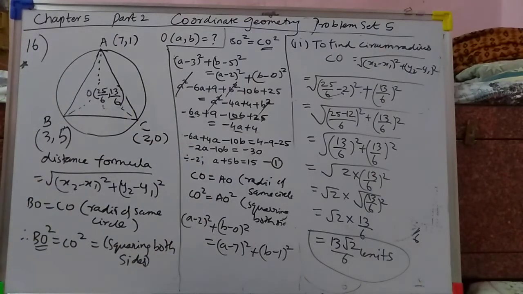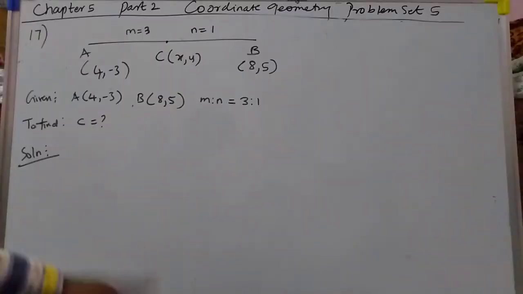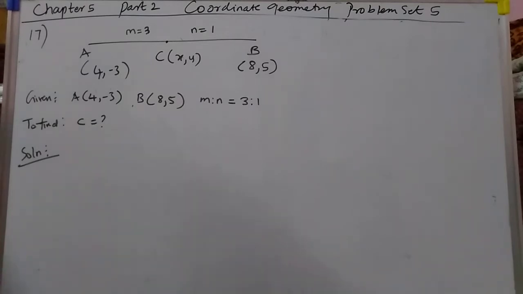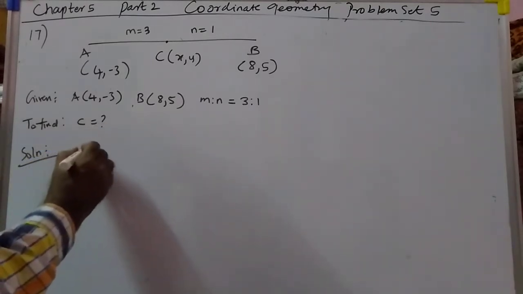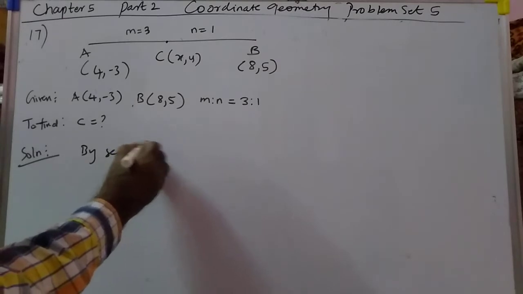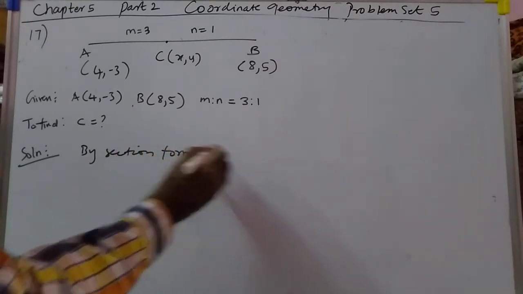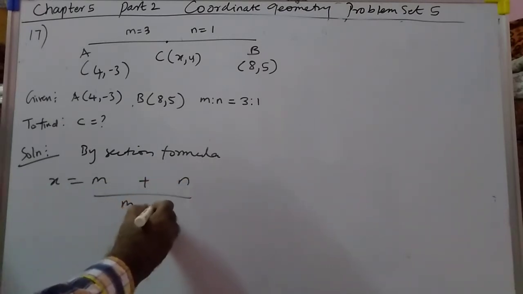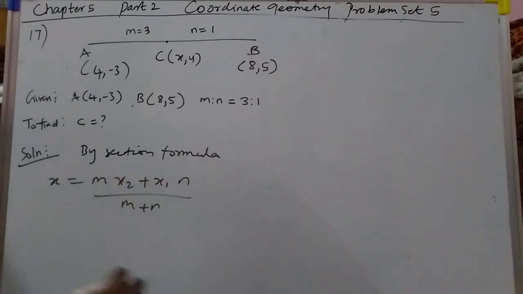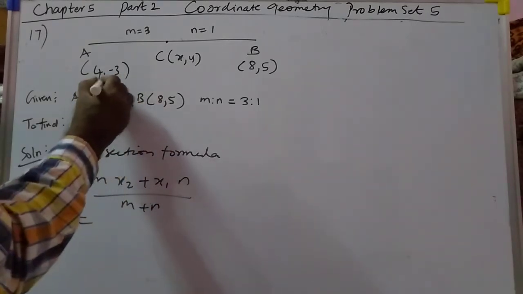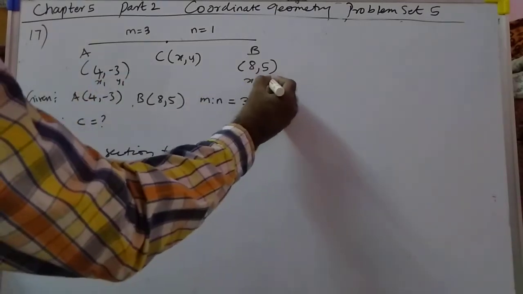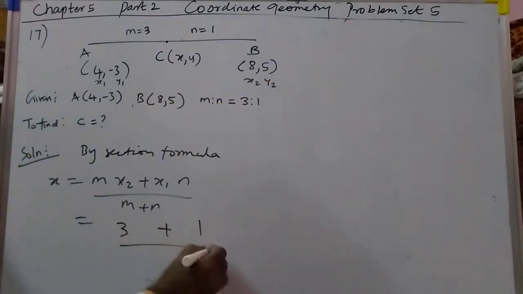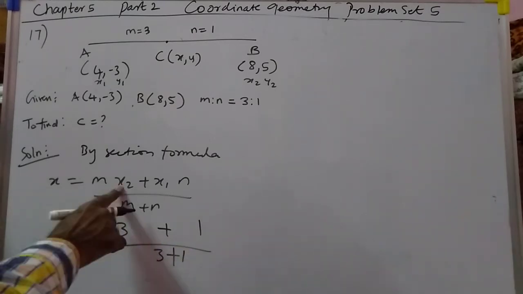नाउ लाइक टू 17. ओके, 17 प्रॉब्लम काफ़ी इजी है. फार्मूला यूज़ करना है, दूसरा कुछ नहीं. ठीक है, तो सेक्शन फार्मूला क्या है वो लिखते हैं पहले. बाय सेक्शन फार्मूला x इज इक्वल टू m प्लस n. ओके, तो यहाँ पे x1 y1 ले लेते हैं. x1 y1 x2 y2.